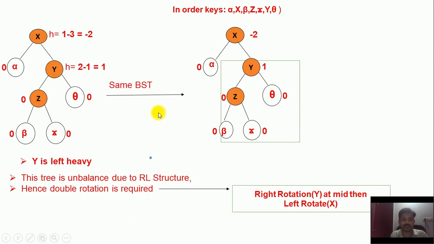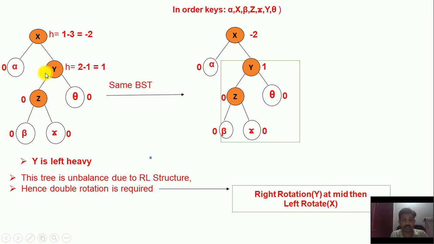Now this is the very special case. Suppose this is node x, and x is containing a left subtree and y is left heavy. Y is left heavy means if you only see this node y, z, beta, delta and theta, you will easily perform the rotation.